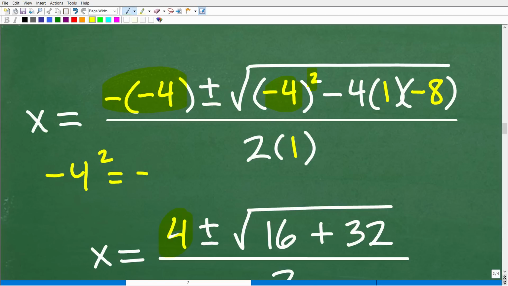-4 squared is -16. Okay, that is not what we want to do. Remember, you had a variable. This is b squared. You want to replace that variable using parentheses. So -4 squared is +16.